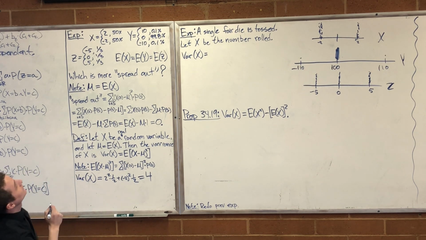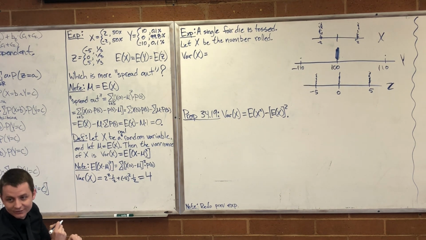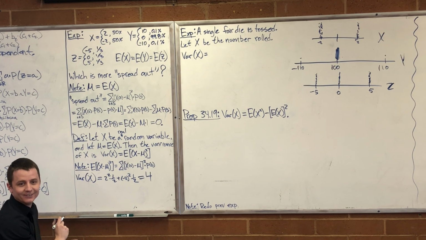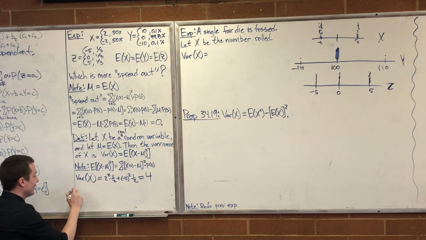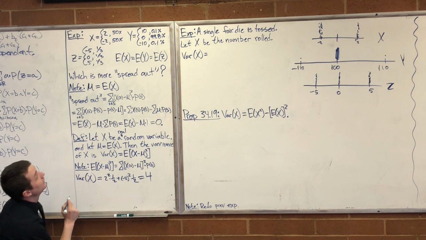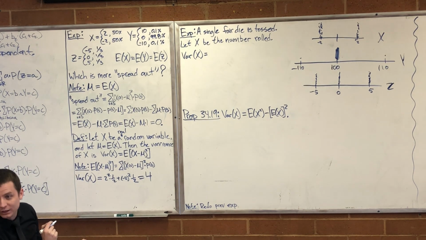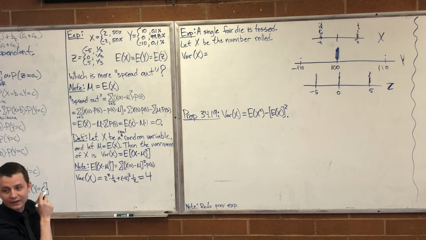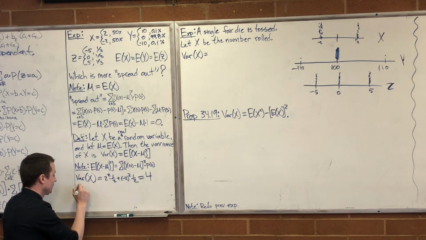Can you? Let's see. Then what's the spread outness of z? Is it 10? No. All right, first we're going to do the spread outness of y. What's the spread outness of y then? 20? Right? Yeah, the spread outness of y is 20.